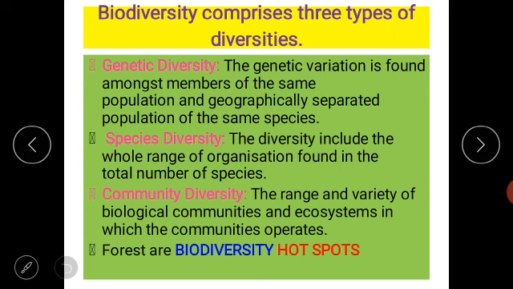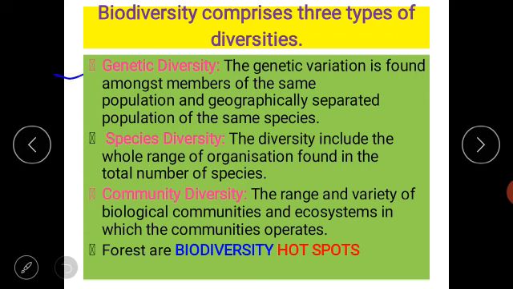Biodiversity comprises three types of diversities: genetic diversity, species diversity, and community diversity. So diversity is decided by and dependent upon these three factors: genetic diversity, species diversity, and community diversity. These are the three types of diversities which actually result in the biodiversity present today.